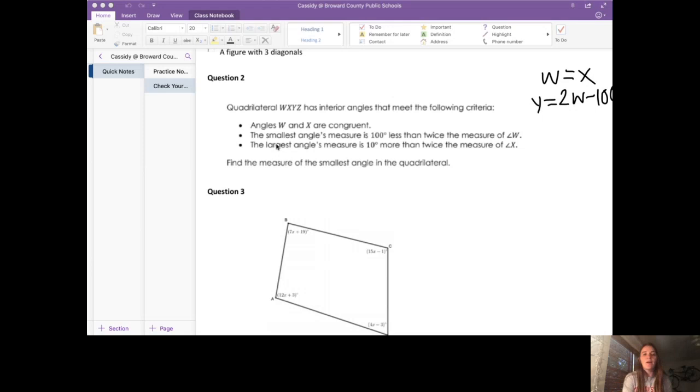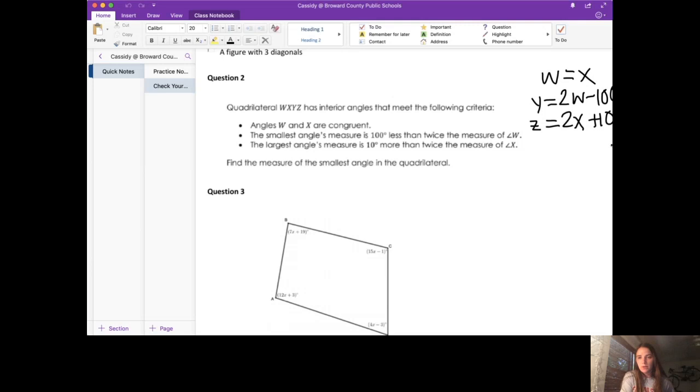And then lastly, the largest angle's measure is 10 degrees more than twice the measure of X. Since Y was our smallest angle, we choose Z as our largest angle. So Z equals 10 more than twice the measure of X, so 2X plus 10 because it's 10 more.